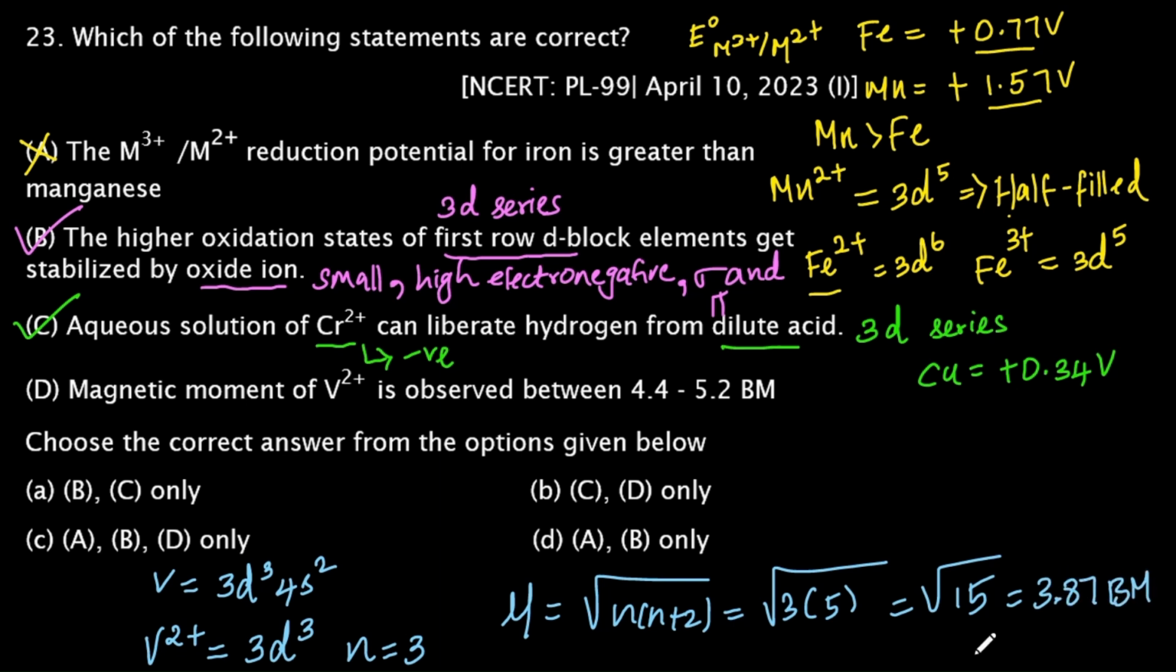So this is between the values 3.4 to 4. Or you can write 4.0 BM, and the given range is 4.4 to 5.2, which is wrong. So the statement D is wrong, and the correct options are B and C only. So option A is correct. So the correct option is option A.